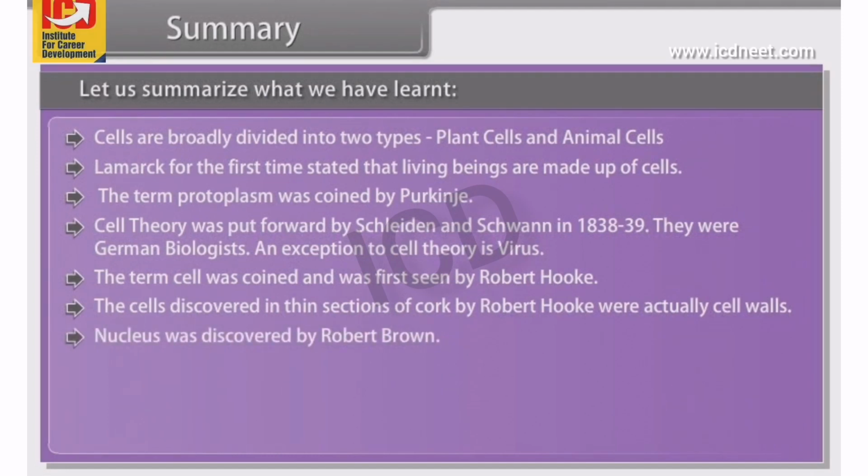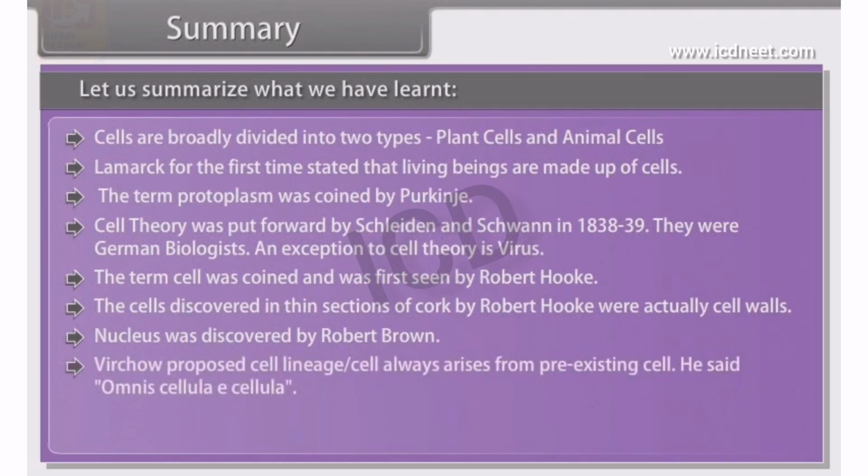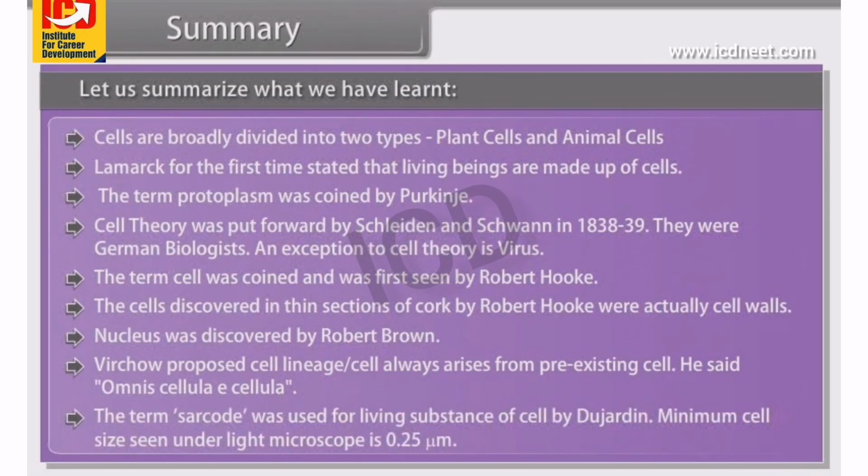Nucleus was discovered by Robert Brown. Virchow proposed cell lineage. Cell always arises from pre-existing cell. He said, "Omnis cellula e cellula." The term sarcode was used for living substance of cell by Jordan. Minimum cell size seen under light microscope is 0.25 micrometer.